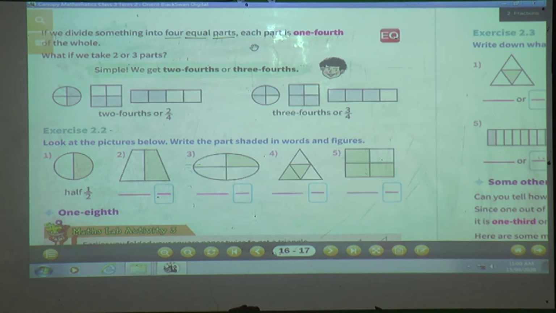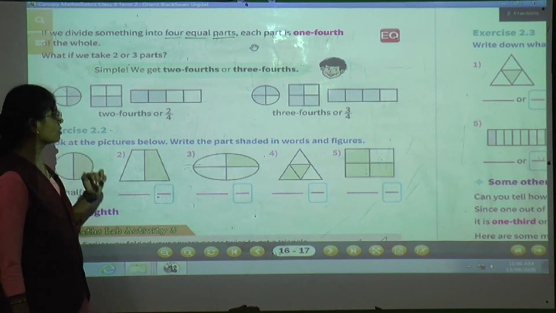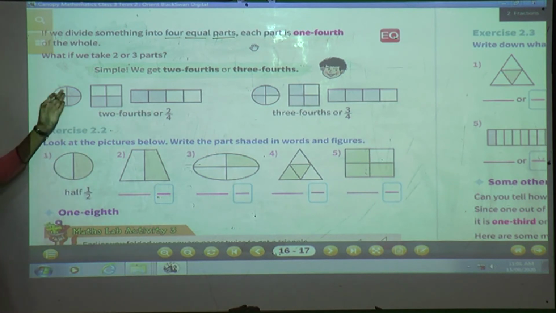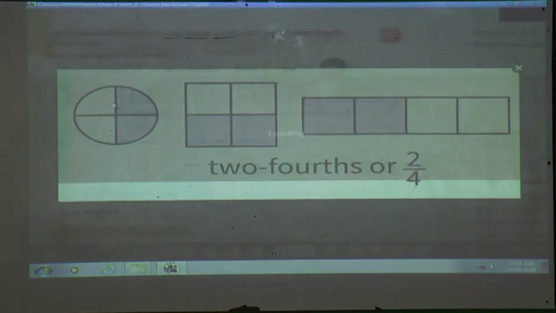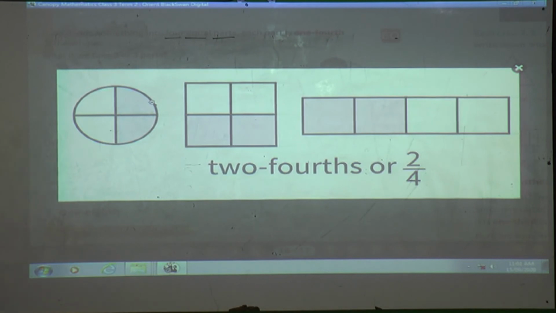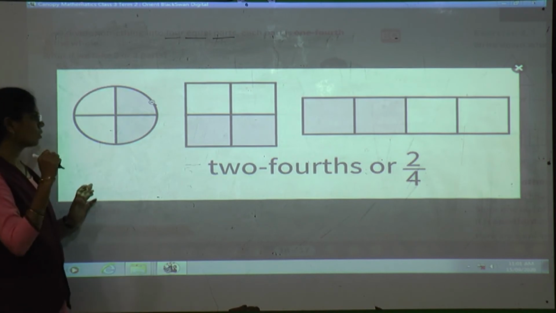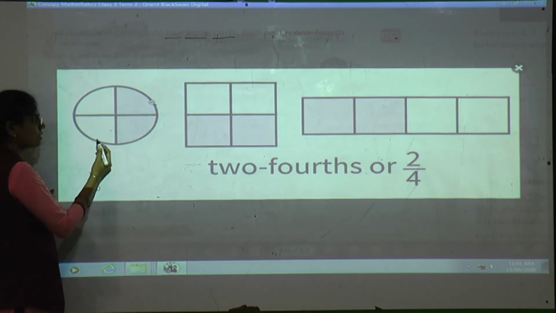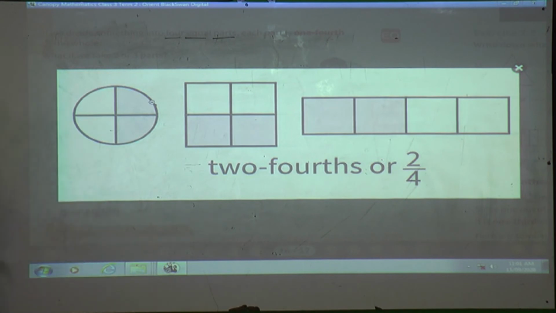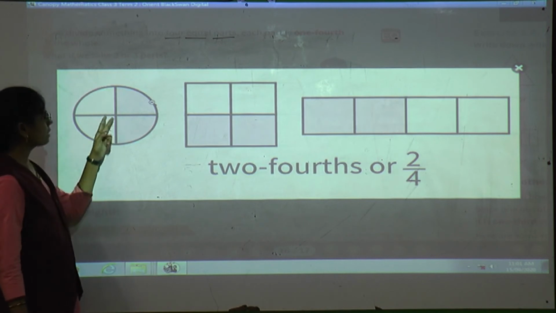Okay. What if we take 2 or 3 parts? Simple. We get 2/4 or 3/4. Now we will see what is meant by 2/4 or 3/4. Now see here, look at the board. Here this circle you can see. Now in how many parts is this circle divided? Yes, this whole circle is divided into 4 equal parts. Okay, and out of these 4 parts, how many parts are colored? 2 parts are colored, 2 parts are shaded.